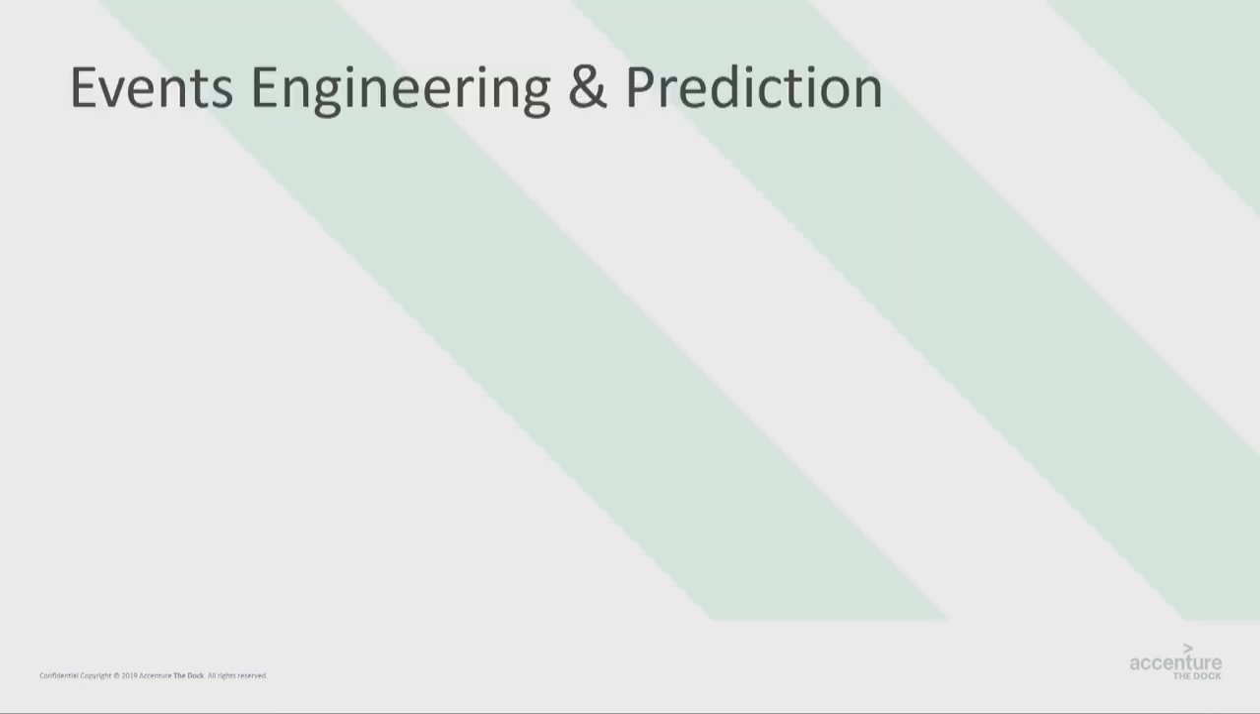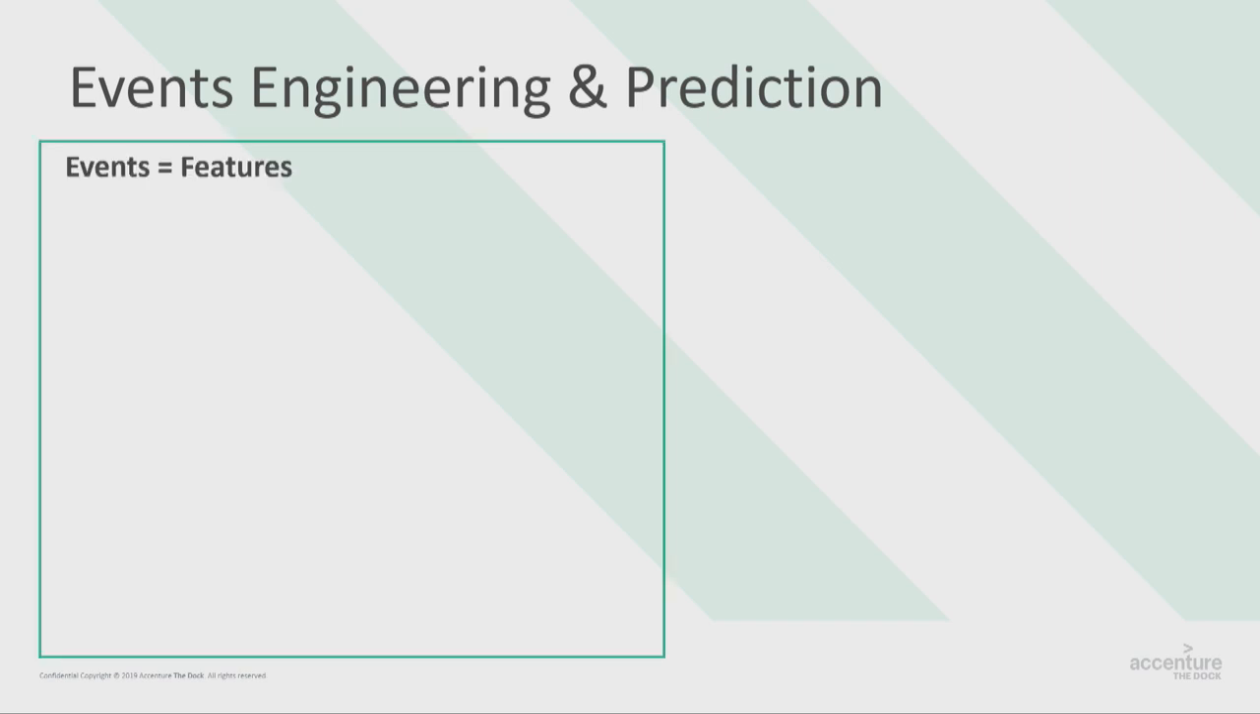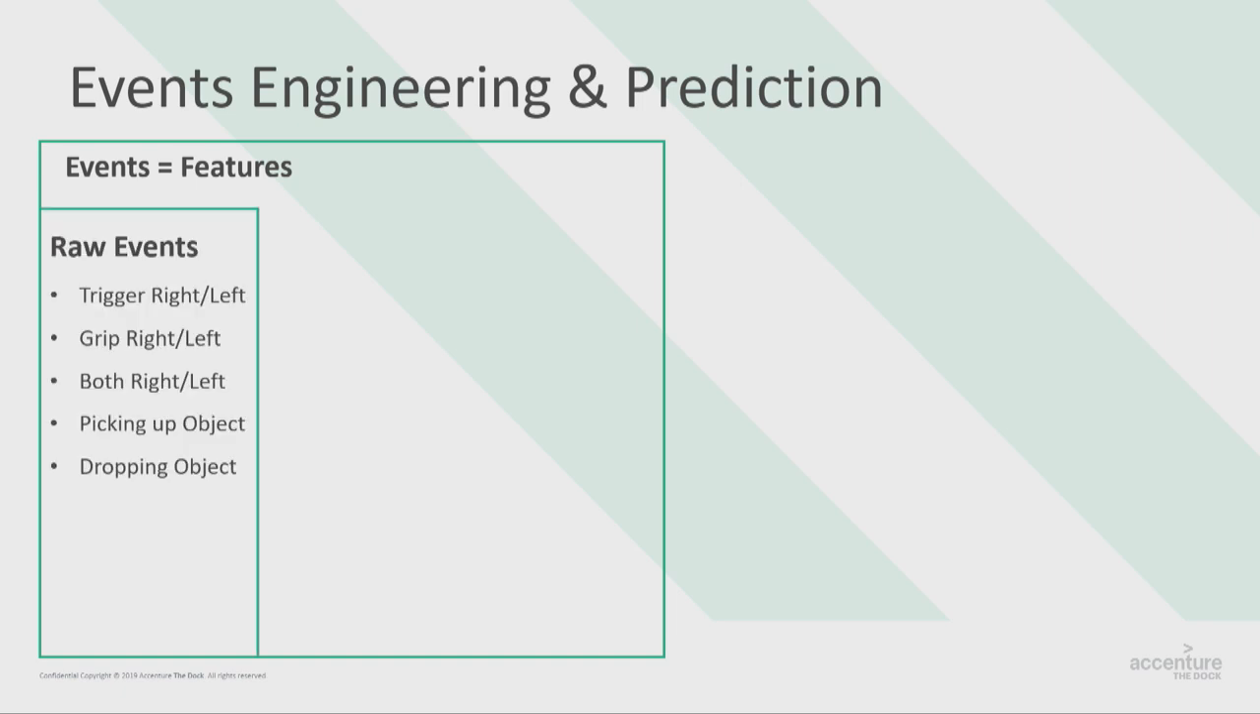Right, so features engineering, events engineering and prediction. In our world, we went ahead with the decision of having events and features being the exact same thing. And that really made our life quite simpler. So in terms of events, we have the raw events coming from the XR experience, things like the user pressing the left or the right trigger, or the left or the right grip, or both, picking up an object, dropping an object.